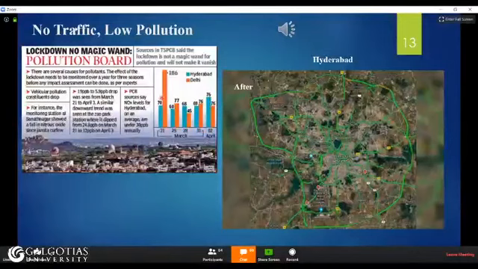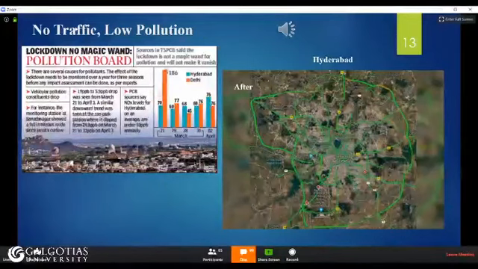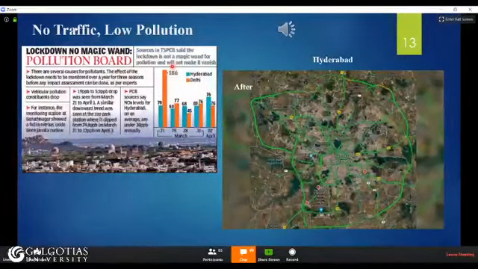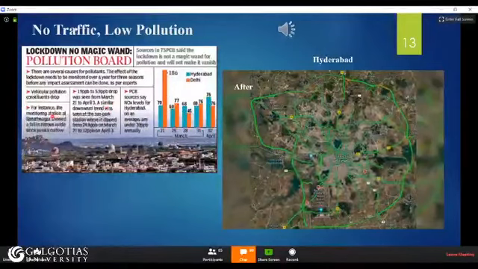You can see here, Hyderabad is standing at 70 during March 21st, compared to Delhi's 186. But within 4 days, there is a drastic reduction in Delhi, while no significant reduction was observed in Hyderabad. And you can see there are various regions here, which I don't want to name right now.